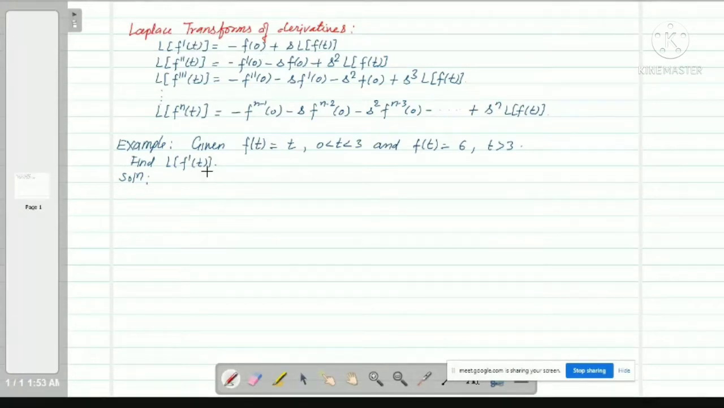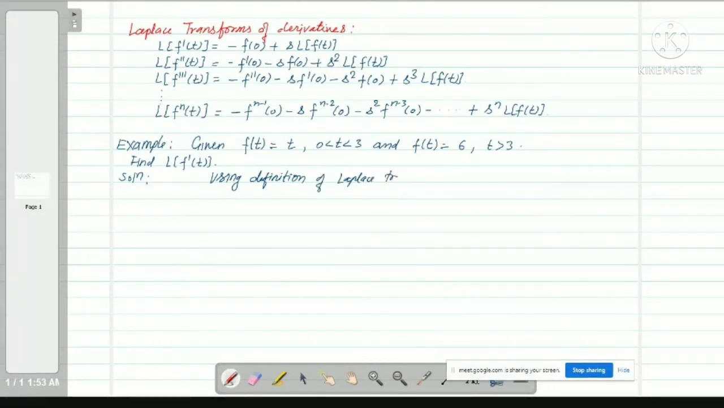For this, what do we have to do? We have to first find the Laplace transform of the function f of t. So let us find the Laplace transform of the function f of t by using the definition of Laplace transform. So just write down, using the definition of Laplace transform.